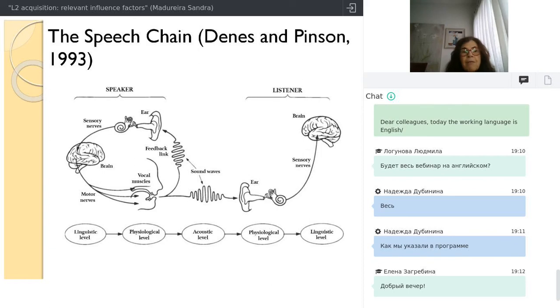And then by means of the motor nerves, the vocal muscles are put into action. This is the physiological level. And the output is the one that is acoustic, the sound waves. So the sound waves are then perceived by the ear, both of the speaker and the listener, when you can hear, of course. And then the sensory nerves also have this feedback, and then we come again to the brain, where the linguistic level is. So this is how the speech chain functions.